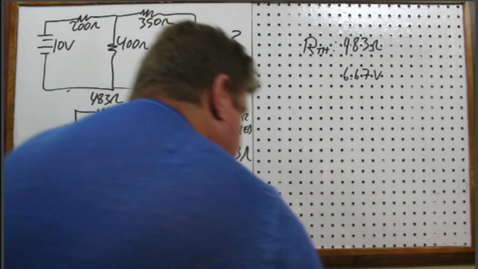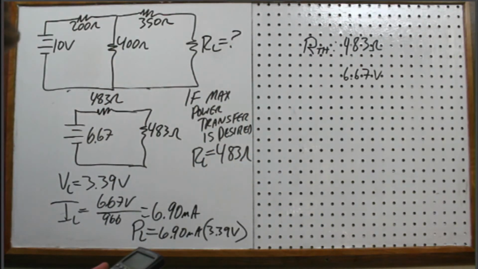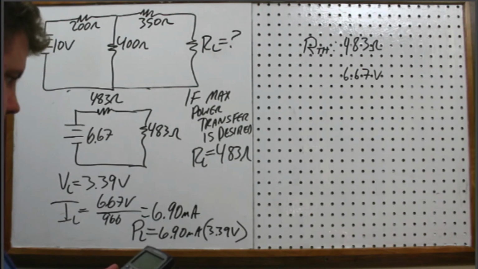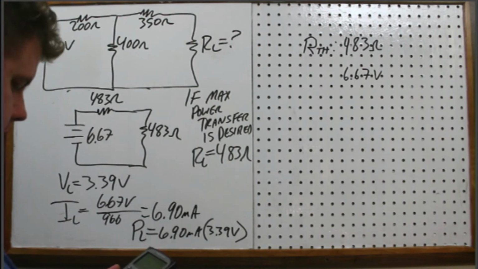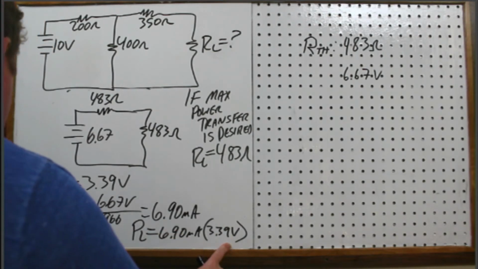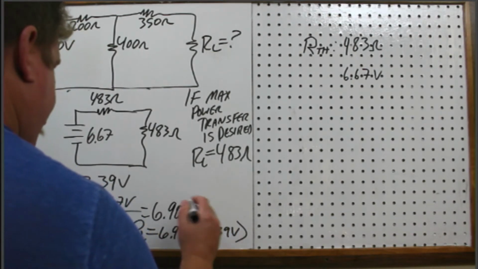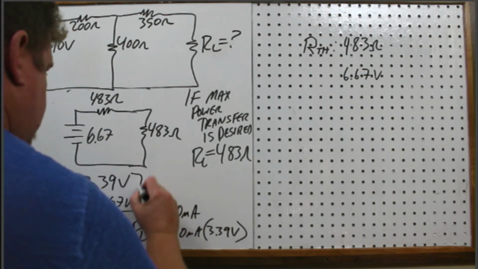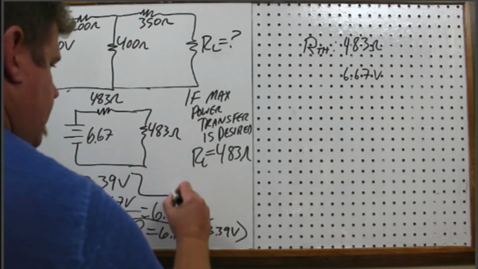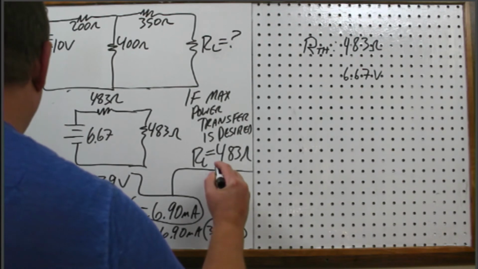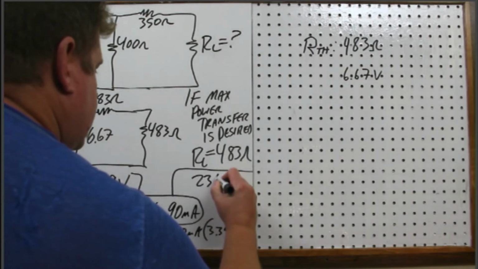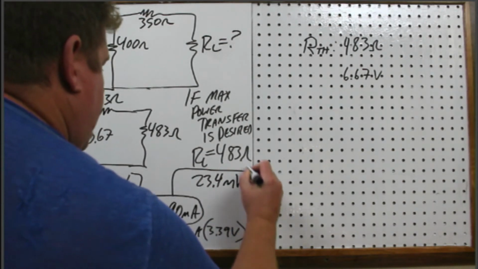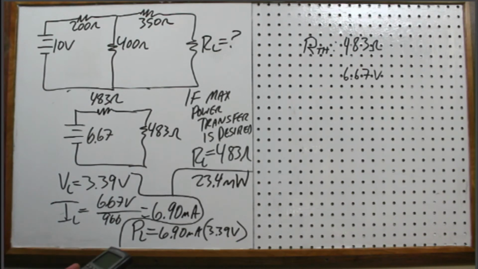So the power of this load, milliamps times volts, that is going to give me 23.4 milliwatts, because of the milliamps times the volts. Okay?